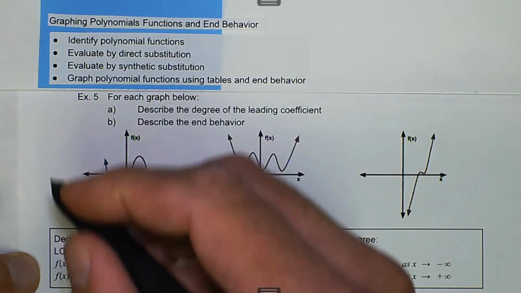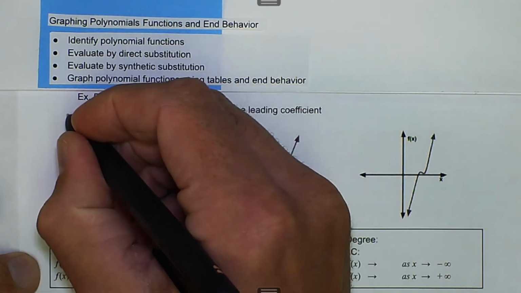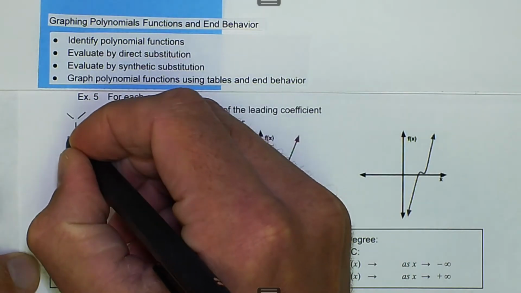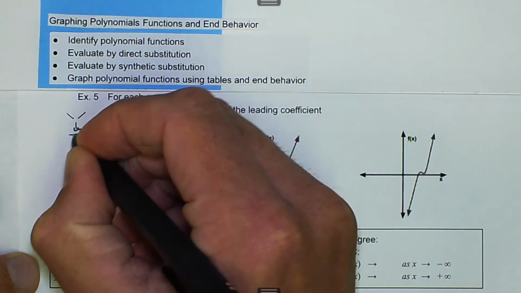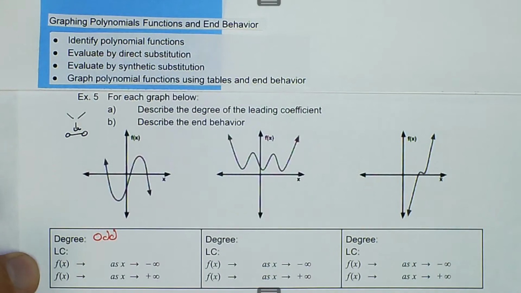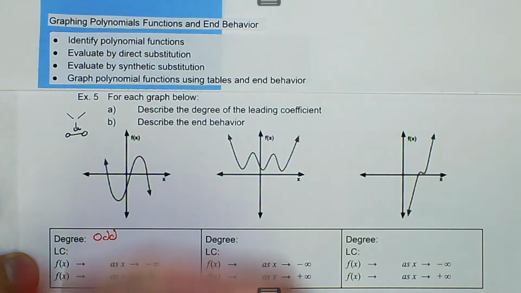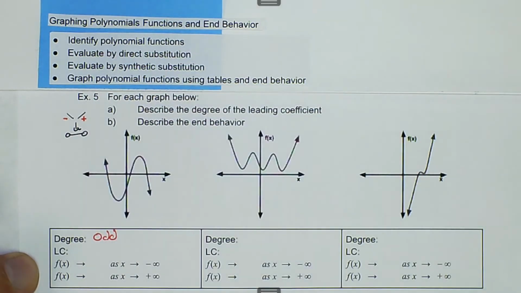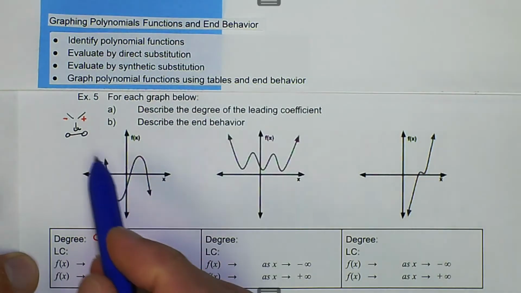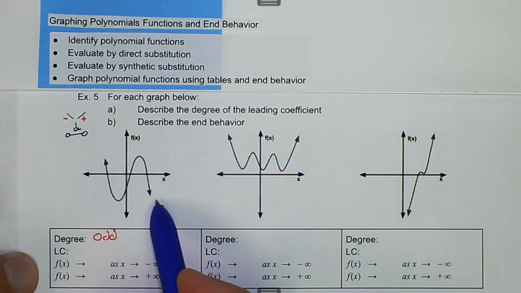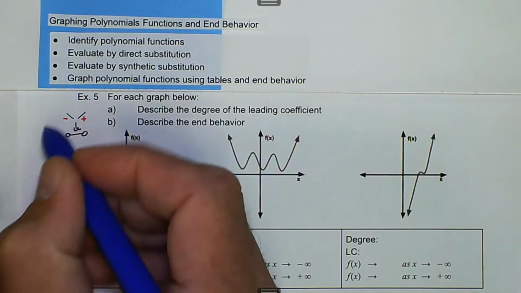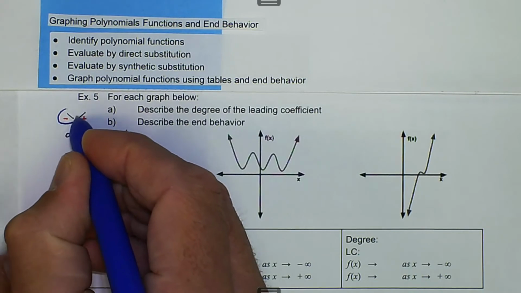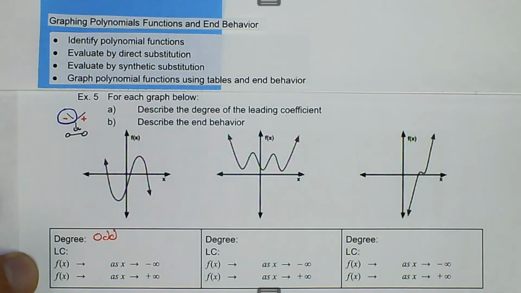So what I like to do is I like to remember to draw my slope monster. The undefined and the zero slopes don't really matter for this case, but what I really want to pay attention to is the negative and the positive. So in this case, we are starting up here and we're working our way down. Okay, so that tells me that we are going to have a negative lead coefficient.